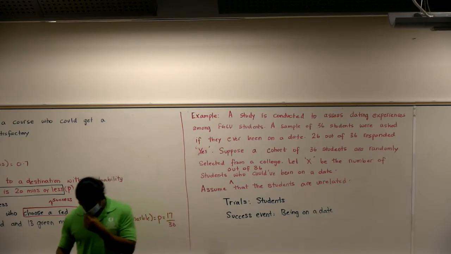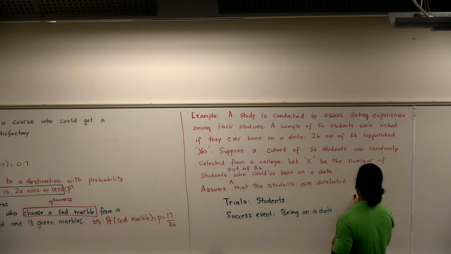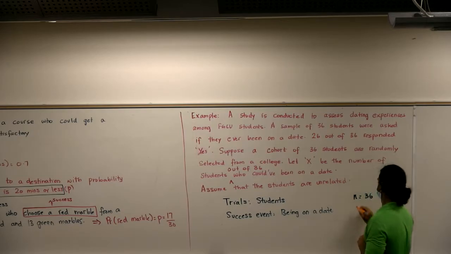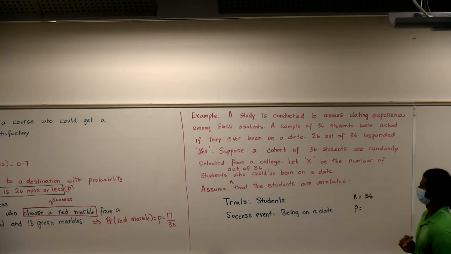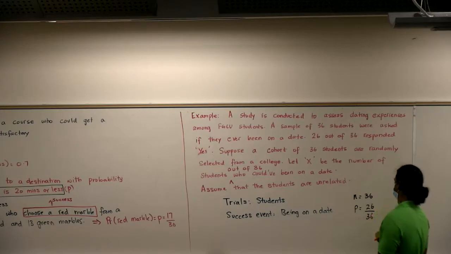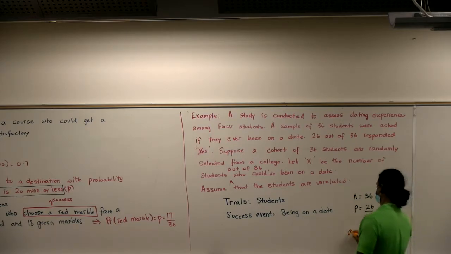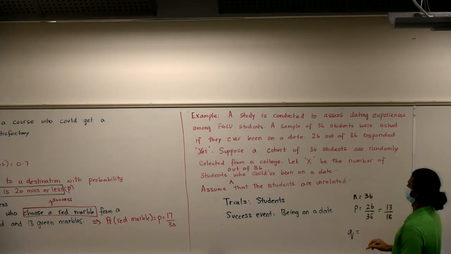So we have trials. We have a success event. So N. What is the probability of success? 26 out of 36. What is the failure event? Oh, failure probability? 10 out of 36.